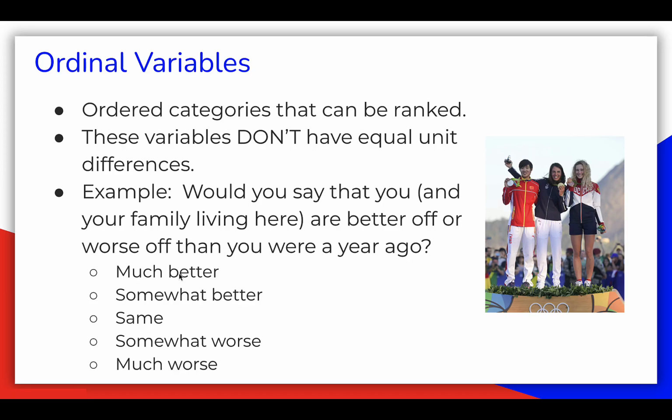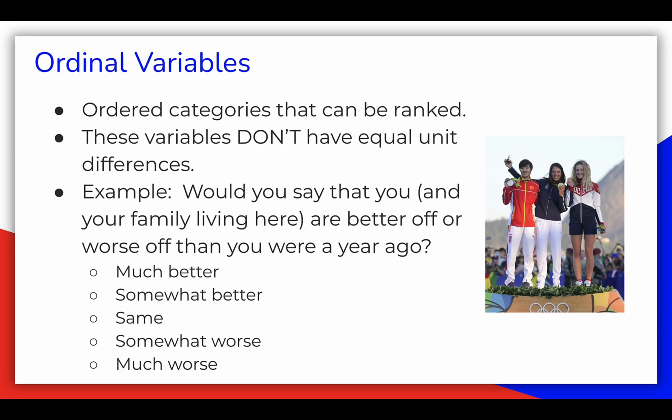Here, they clearly have order to them, right? Much better is higher than somewhat better, and somewhat better is higher than same, and same is higher than somewhat worse, and somewhat worse is higher than much worse. But you're probably wondering what these equal unit differences mean. What really is the difference between somewhat better and much better? Or what's the difference between same and somewhat better? They are likely not equal differences between those categories. This is a little bit abstract, I know.